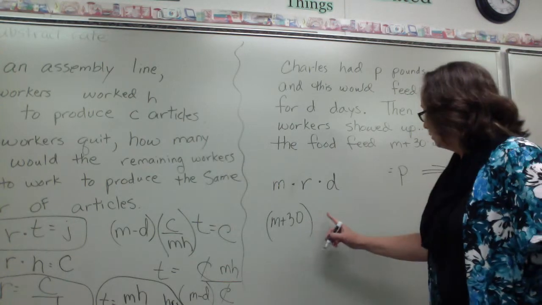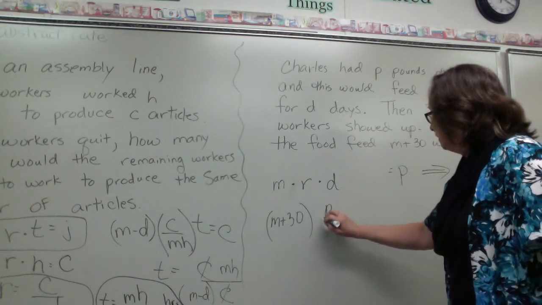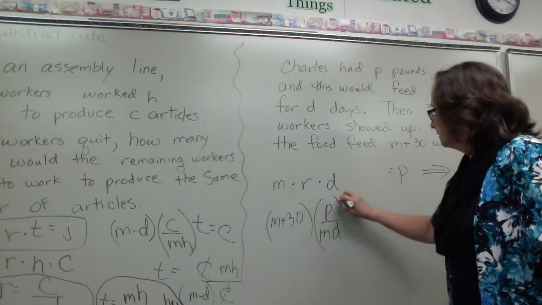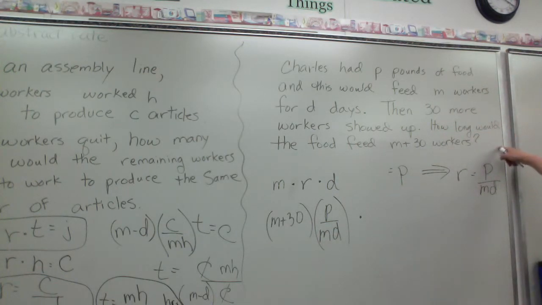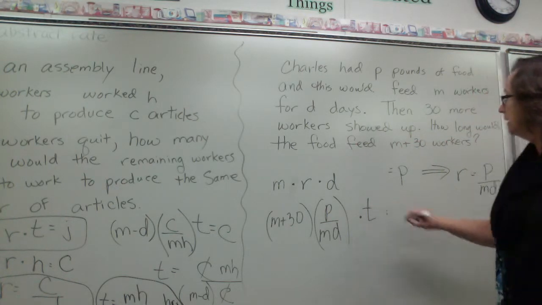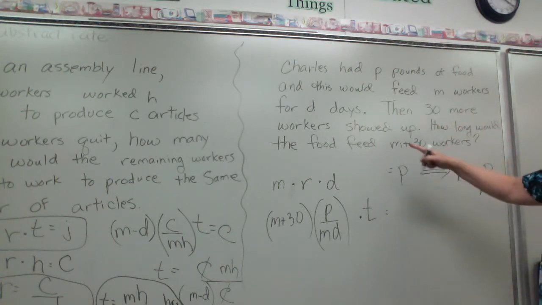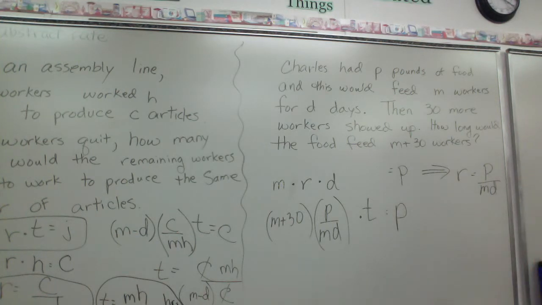So I'm going to put the same worker rate here, P over MD is my rate. And then it says how long would the food feed them, so the time is the unknown here. I'm just going to put T. They didn't add anything to the food, so it's still P pounds of food.